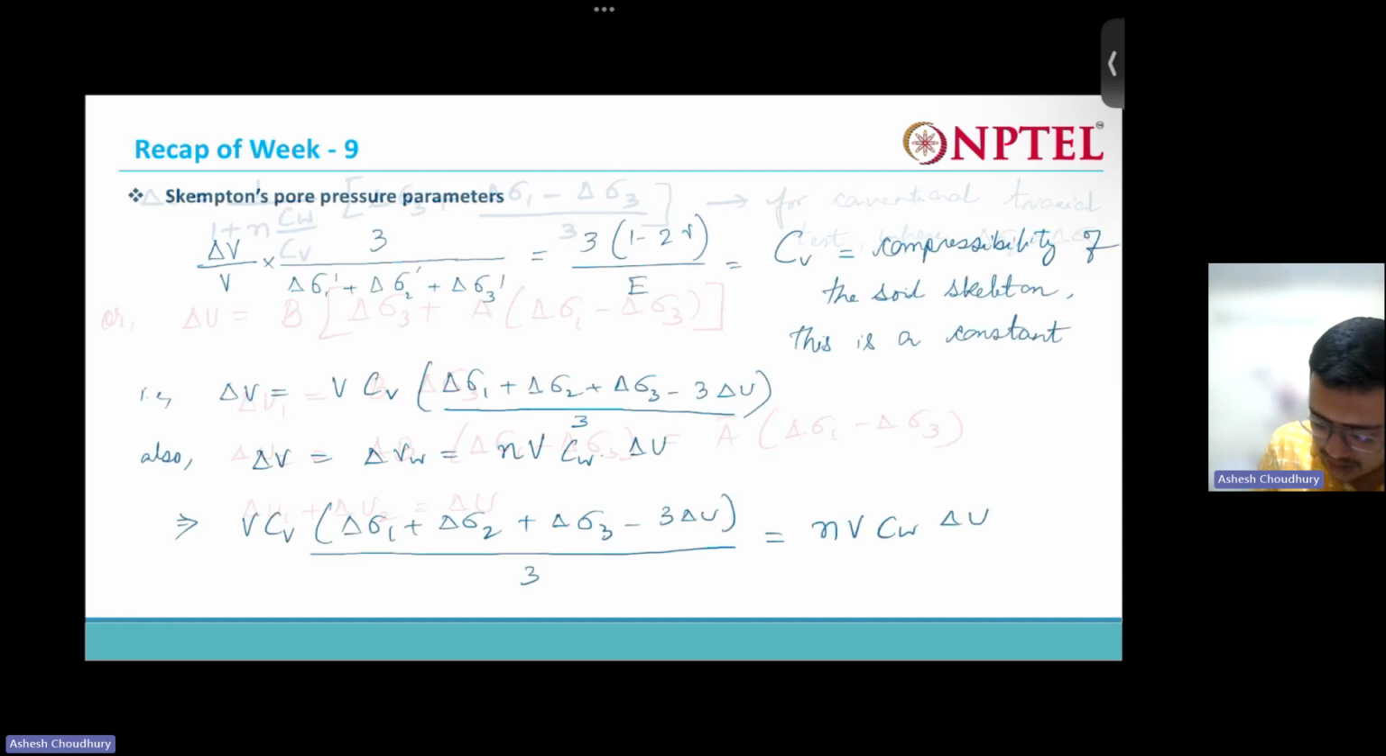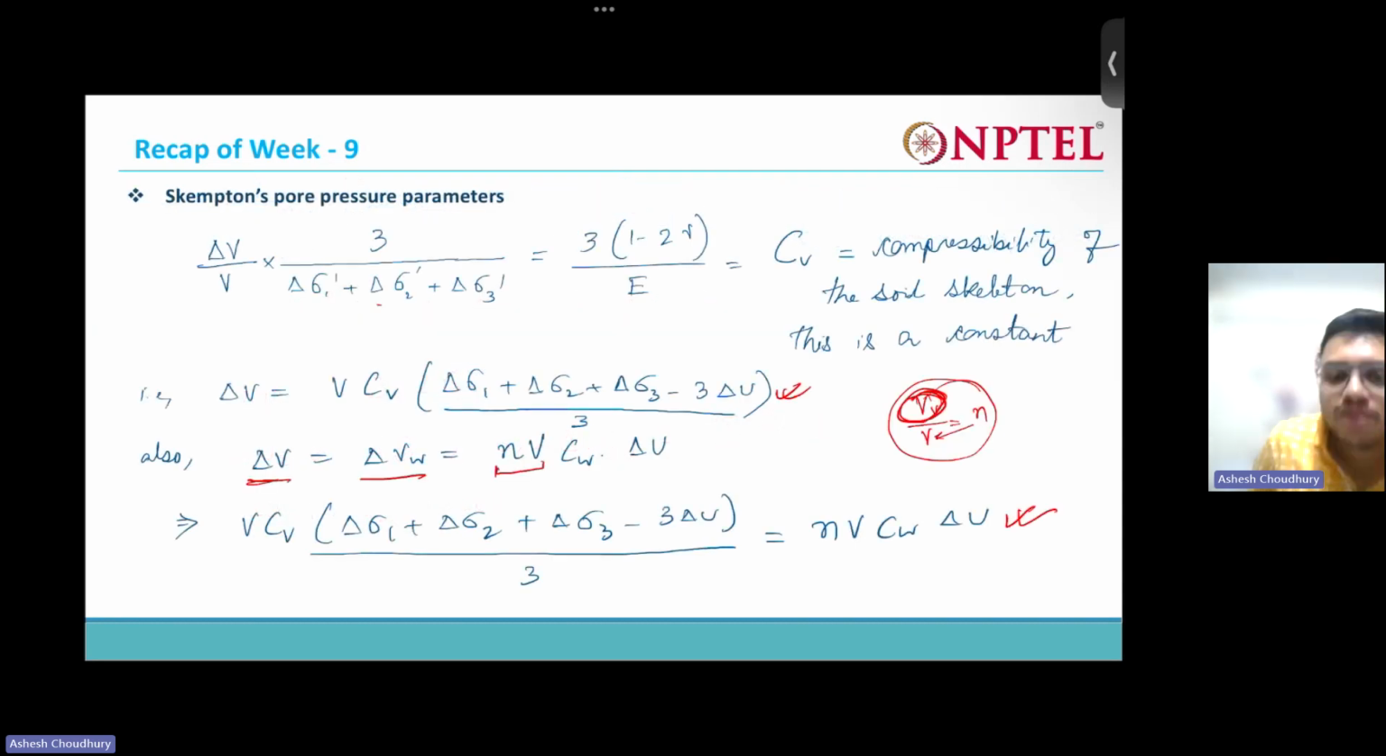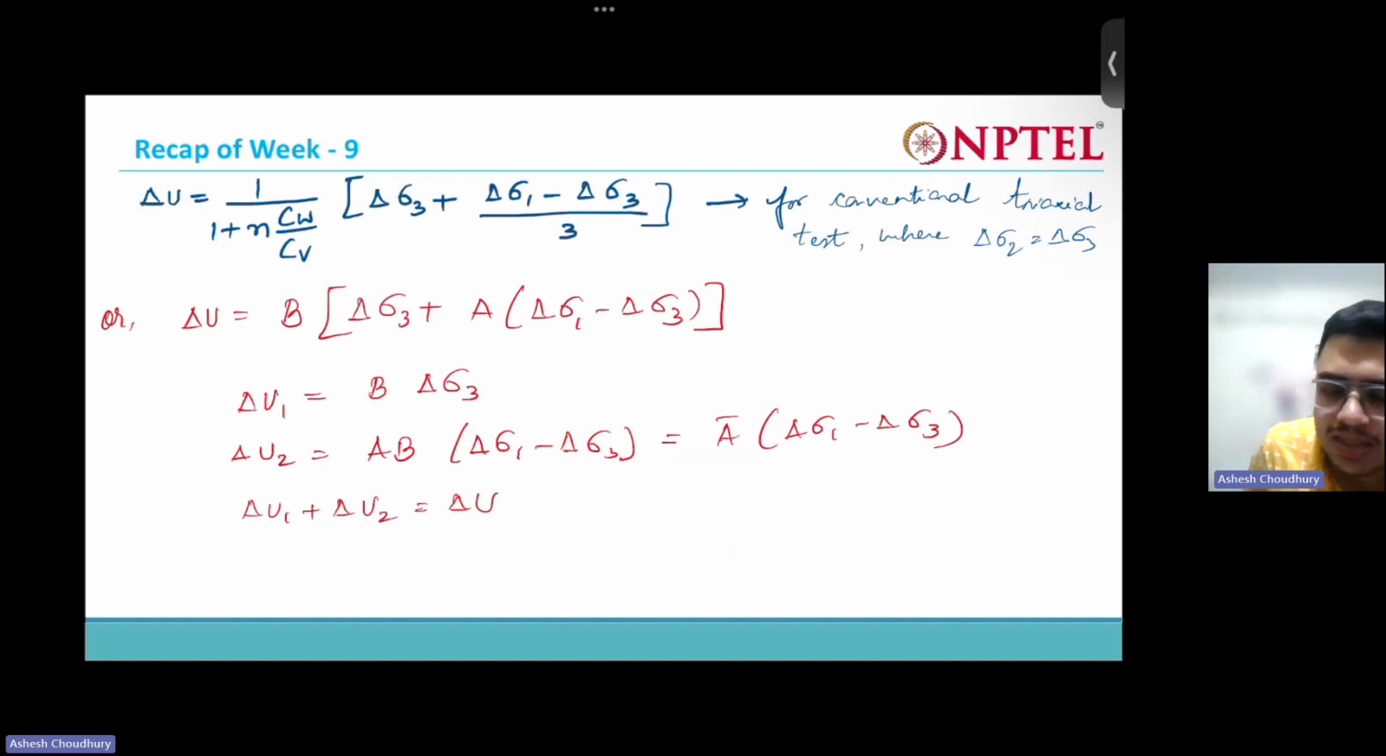So here initially we had written this delta sigma 2, right? But in conventional triaxial test, delta sigma 2 is nothing but equal to delta sigma 3, because in all the directions the only pressure applied is the cell pressure, equal cell pressure, isotropic consolidation, isn't it? From here you can write delta u is equal to B into delta sigma 3 plus A into delta sigma 1 minus delta sigma 3.